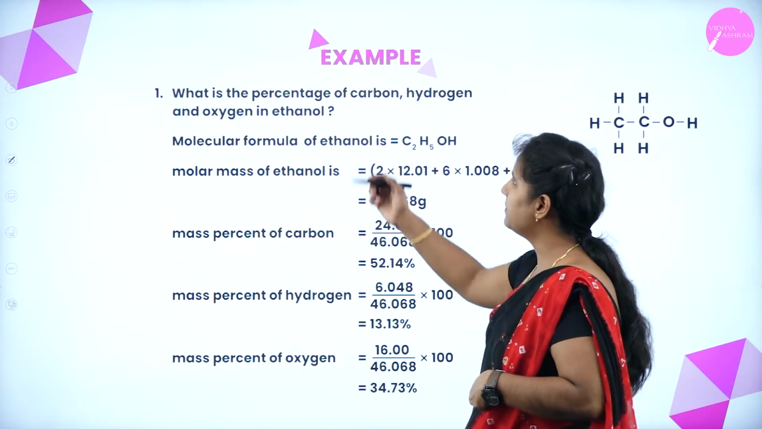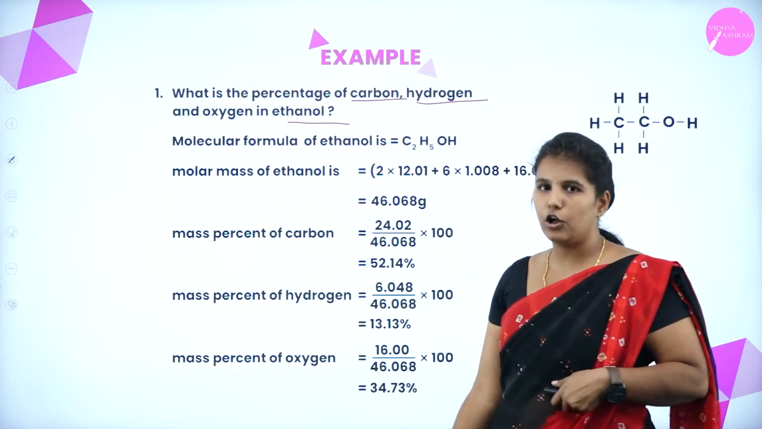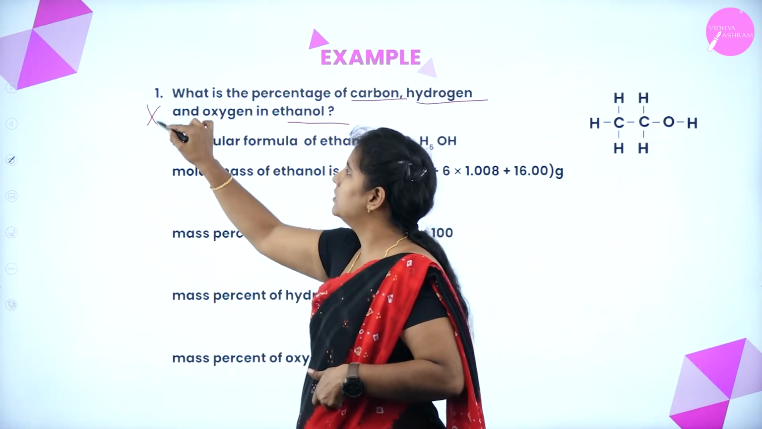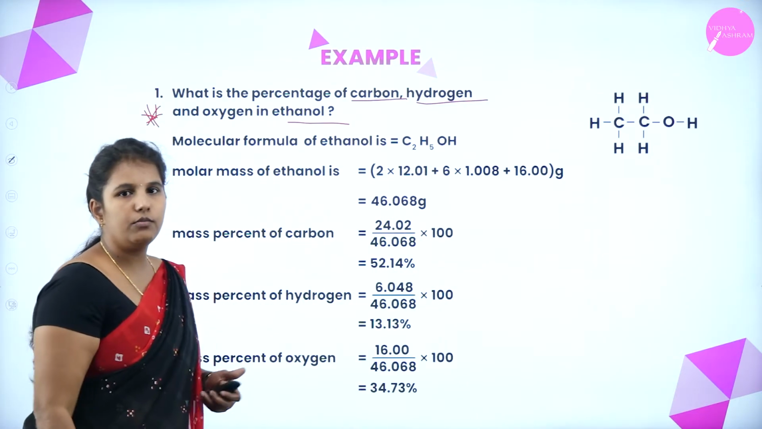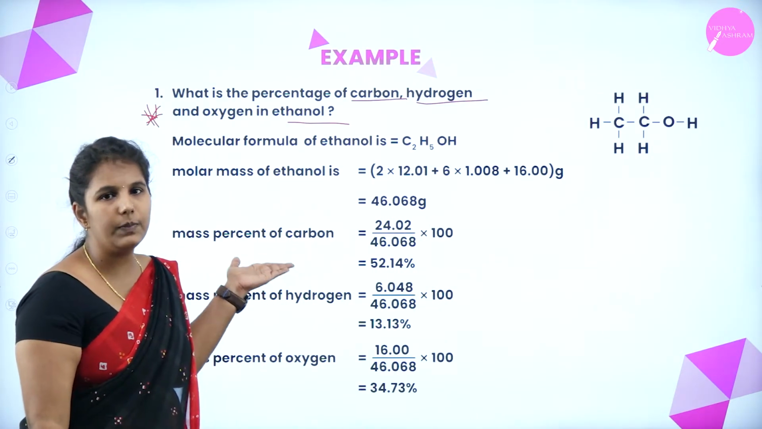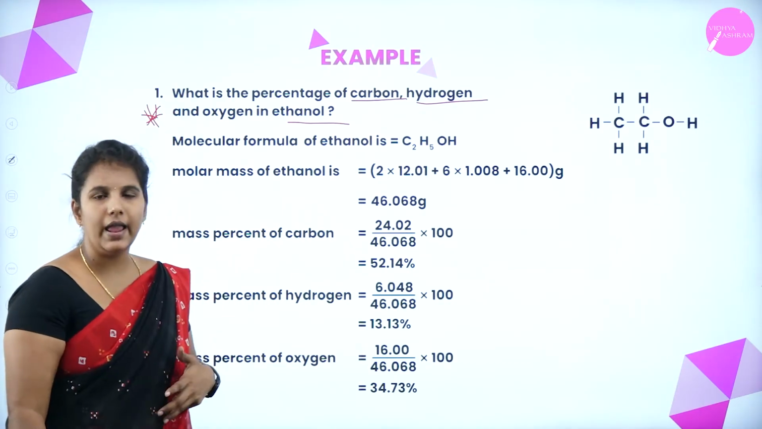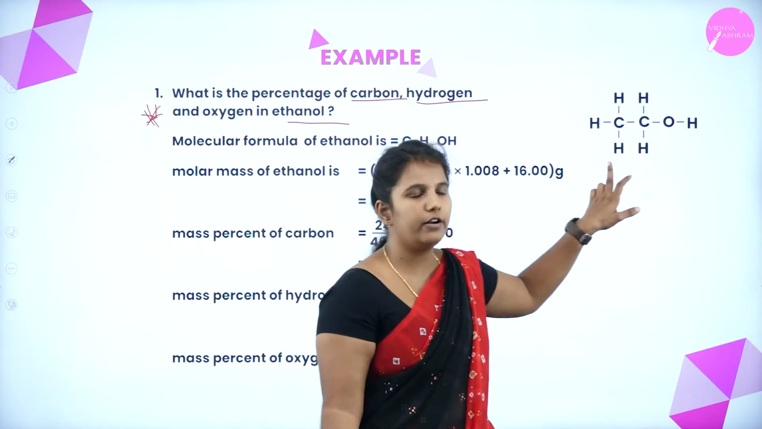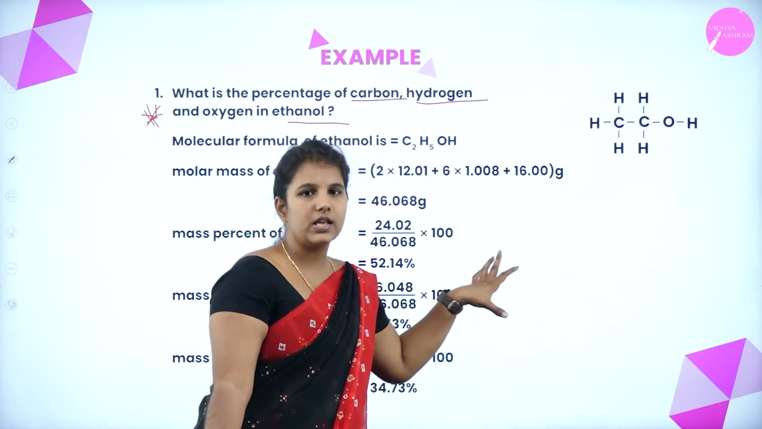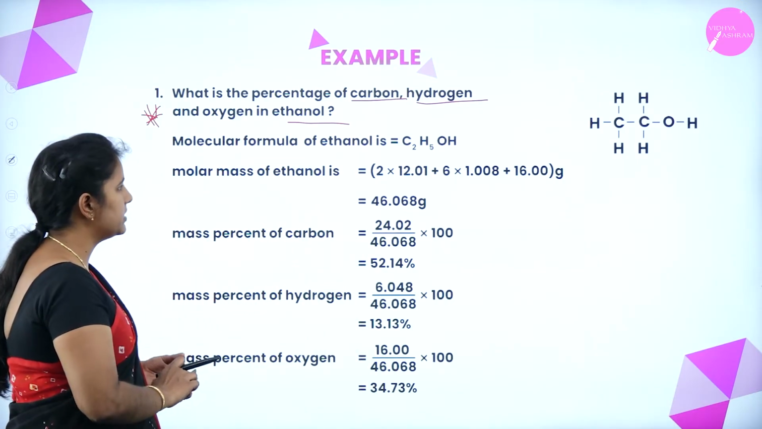Okay. So what is the percentage of carbon and hydrogen present in ethanol? It's very, very important from the examination point of view. Last year also they asked the same question, to calculate the percentage composition of carbon, hydrogen and oxygen which is present in ethanol. So this is the structure of ethanol, which consists of 2 carbon, 6 hydrogen and 1 oxygen. Let's see how to calculate this.